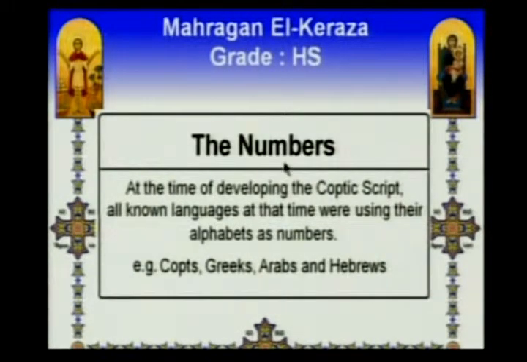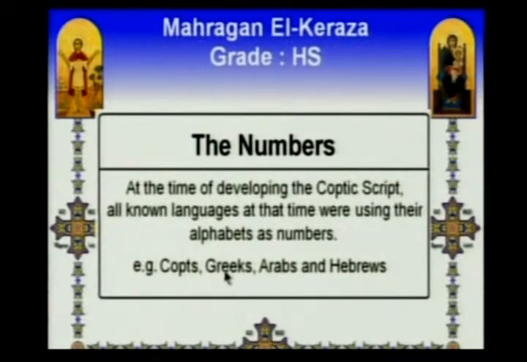The numbers have a long story, but to make this story short: at the time of the Coptic, in other words the 1st, 2nd, 3rd, 4th century and so on, all languages were using their alphabet as numbers. The Copts use alpha, beta, gamma, delta, and so on as numbers. The Greeks use it this way. The Arabs also have their alphabet as numbers, and the Hebrews.